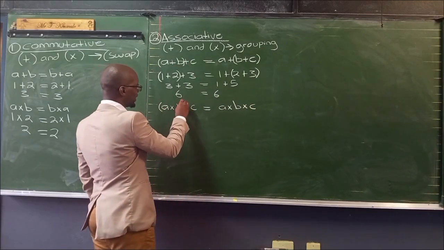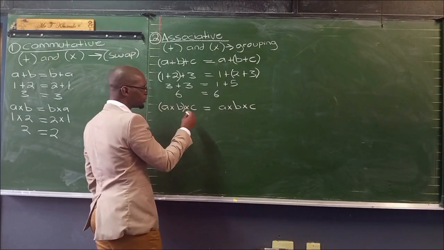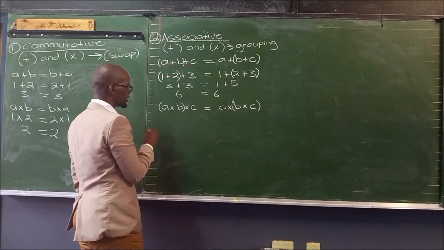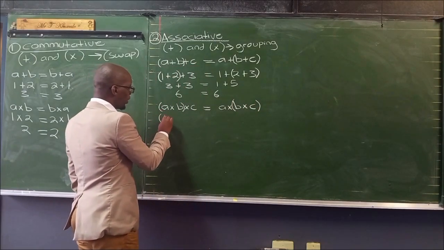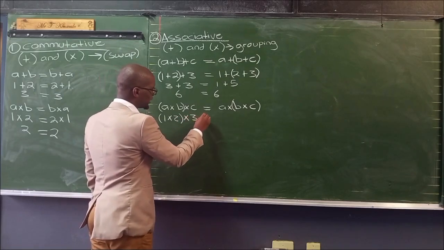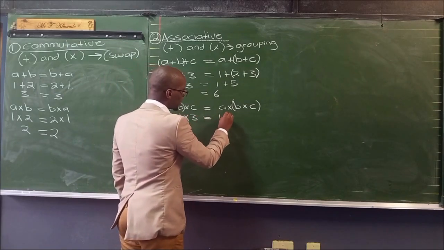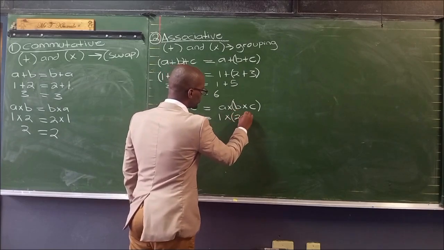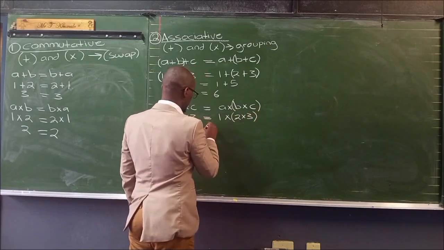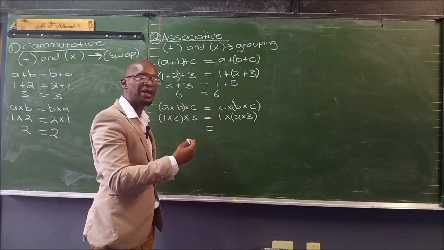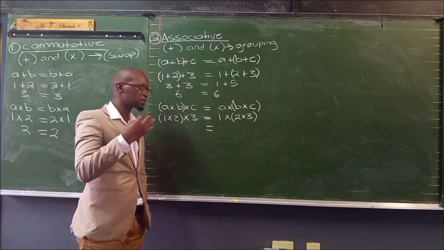So again, A multiplied by B, I can group that together and start there, and then I can start with B multiplied by C this side. So I have (1 times 2) multiplied by 3 is equal to 1 multiplied by (2 multiplied by 3), and then I can calculate the left hand side and the right hand side, which are grouped differently, and I should be able to get to the same answer.